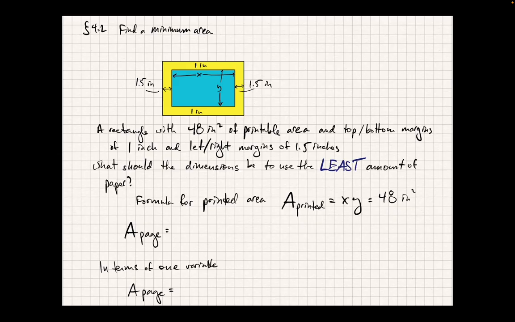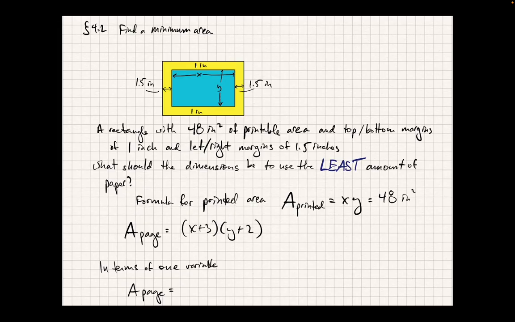What's my overall width? Y plus 2. Okay, so we have that so far. Then I have an equation to get y. Does everyone have x plus 3 times y plus 2? That's a formula for the area in terms of two variables.